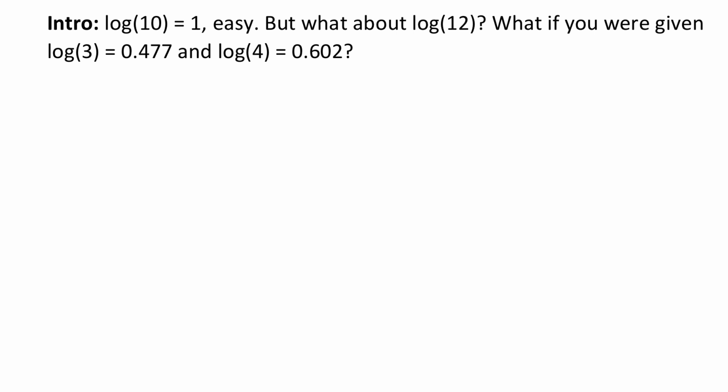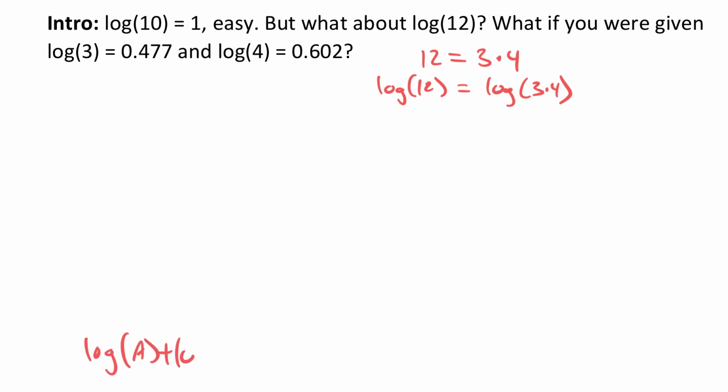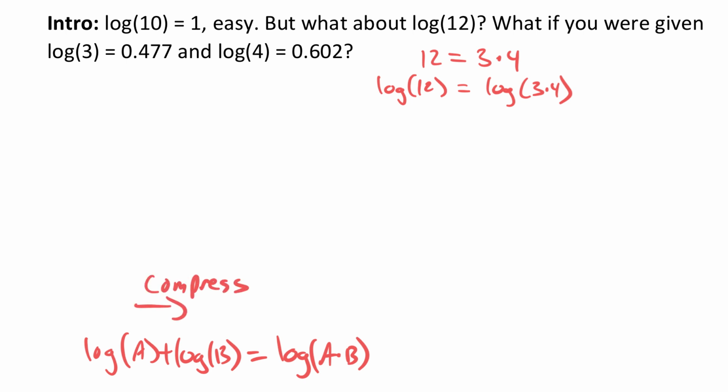Well, I'll give you a bit of a hint here. 12 is 3 times 4. What that means is log 12 would be the same as log of 3 times 4. But we know that log rules go in two directions. If you have log of A plus log of B, that's log of A times B. This is taking the log and compressing it. You can compress it into a single log.